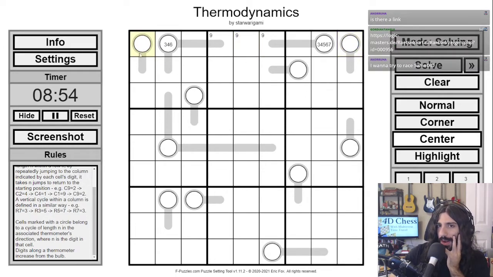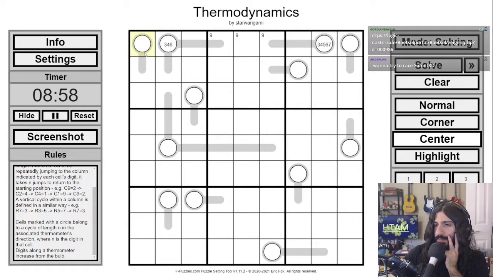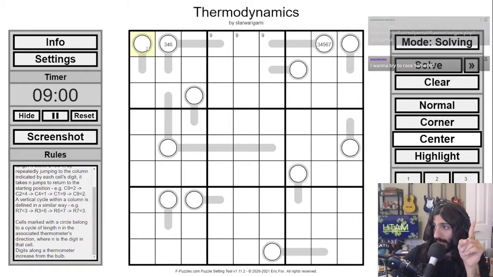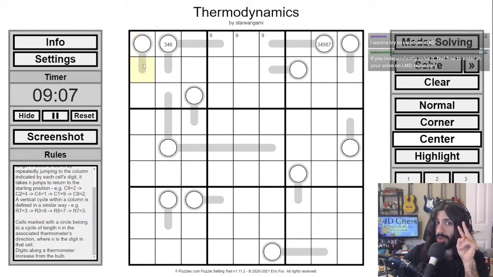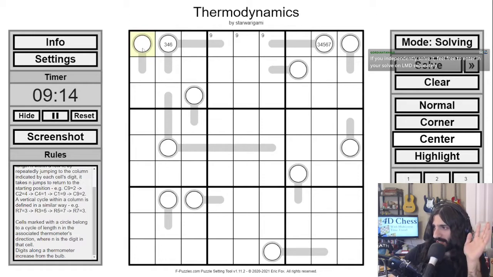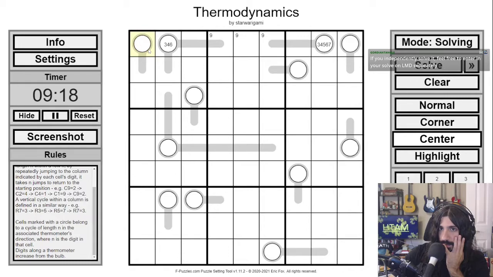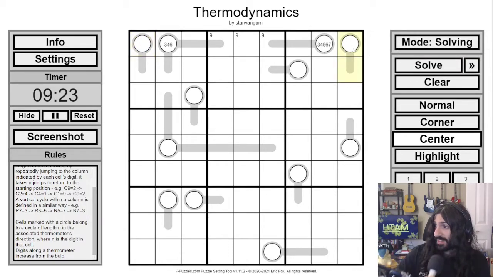This could be a 1. Can it be a 2? It can't be a 2 because if it were in a vertical cycle and it were a 2, then it would point to here and this would point to a 1, but then the thermometer rule would not work. So this can't be a 2. That means that the same rule applies to this cycle, so the 2 needs to be here.